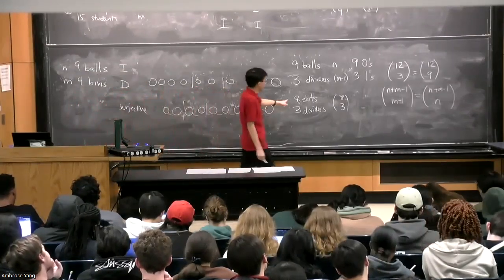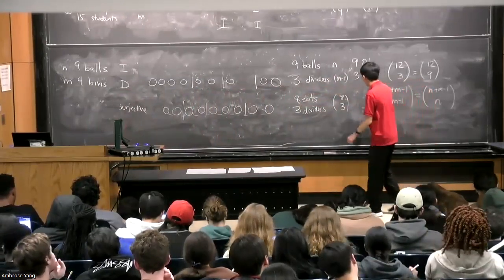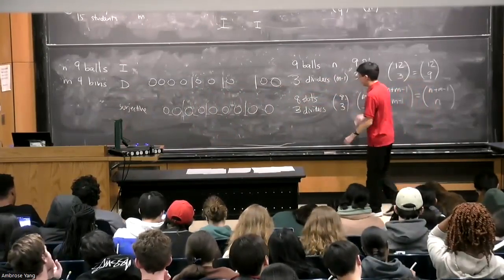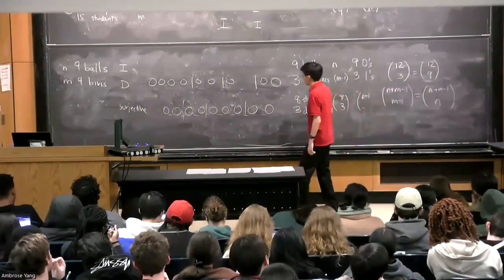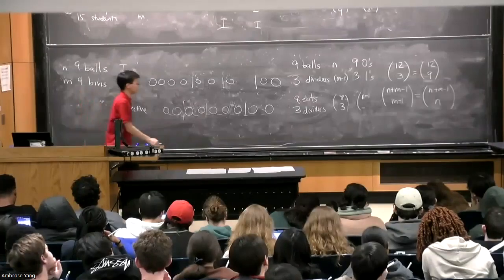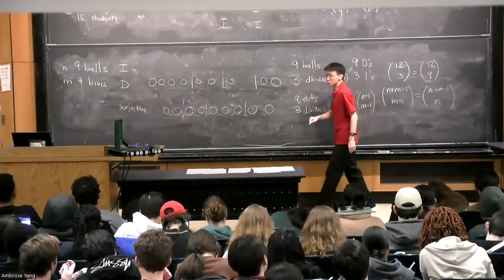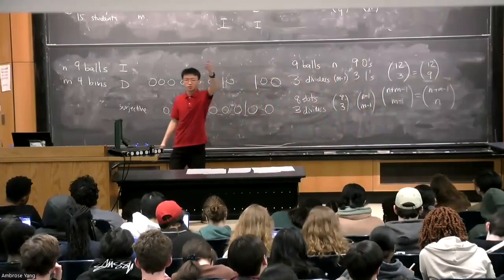Well, how do I get this 8? Well, that's just 1 less than the number of balls that I put down. So this is n minus 1. How did I get 3? Well, 3 is the number of dividers I need to stick here. That's 1 less than the number of bins. That gives me m minus 1. Thumbs up, middle, thumbs down about this.